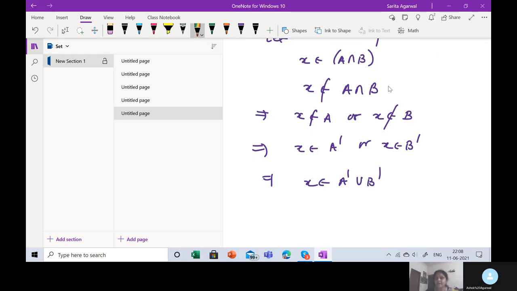So basically this means that if X belongs to A, then X does not belong to B. And if X belongs to B, then X does not belong to A. That is the meaning of intersection. If it is not belonging to the intersection, X does not belong to A or X does not belong to B. And if X belongs to A complement union B complement, it means X belongs to A complement or X belongs to B complement, meaning X does not belong to A or X does not belong to B. That means X does not belong to A intersection B, which means X belongs to (A intersection B) complement.